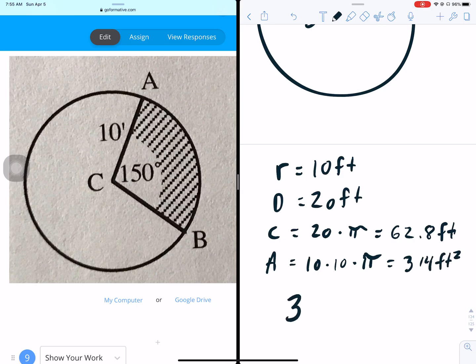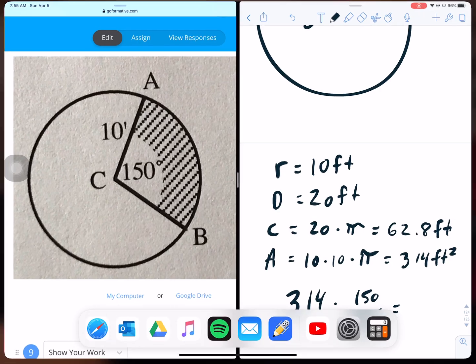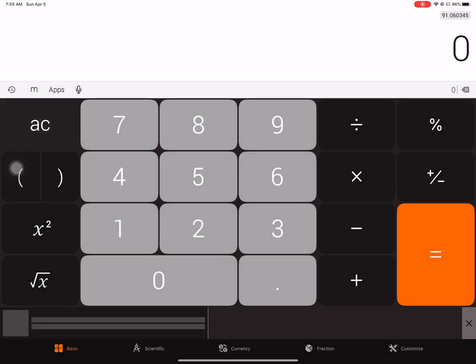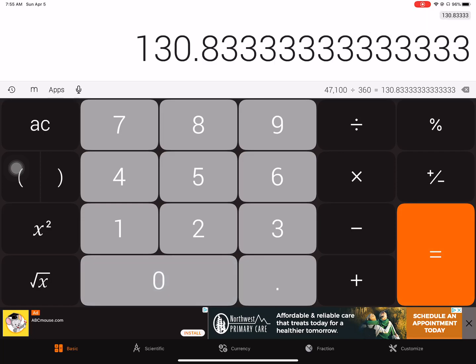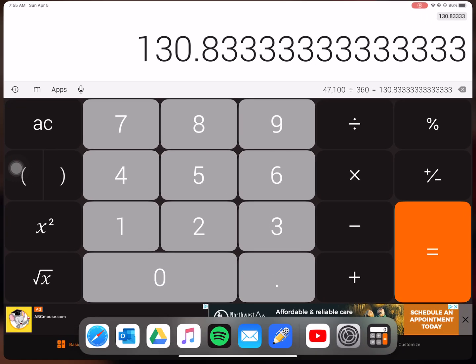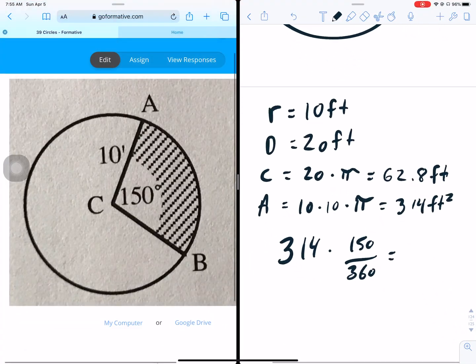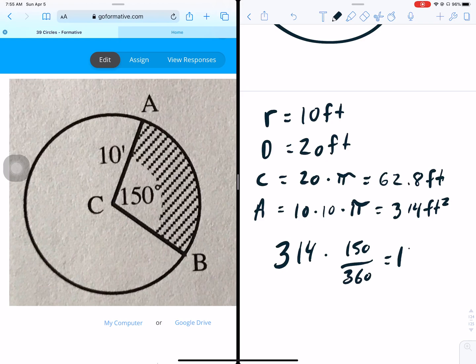However, I need to do 314 times 150 over 360. And that's going to get me that piece of that. So you can just take your calculator and let's do 314 times 150, get that answer, and let's divide that by 360 because now I have my piece, okay? 130.83 continuous. All right, so that's my, and that's got to have units on it, right? Feet squared. That's how you do that.